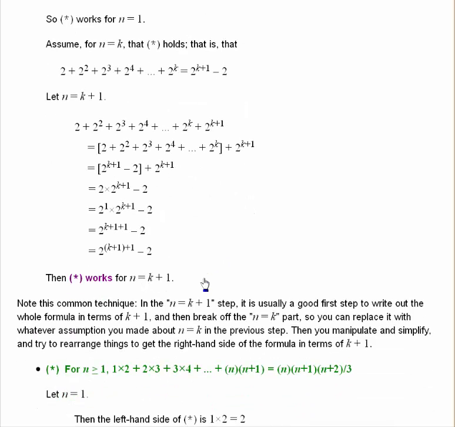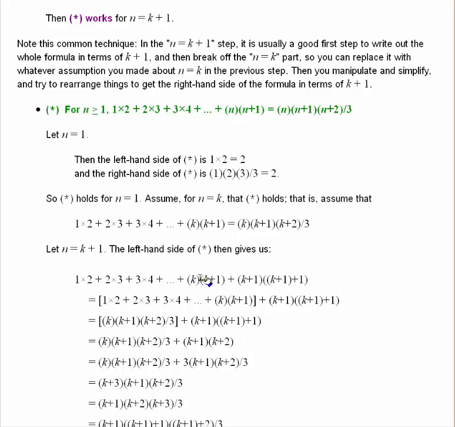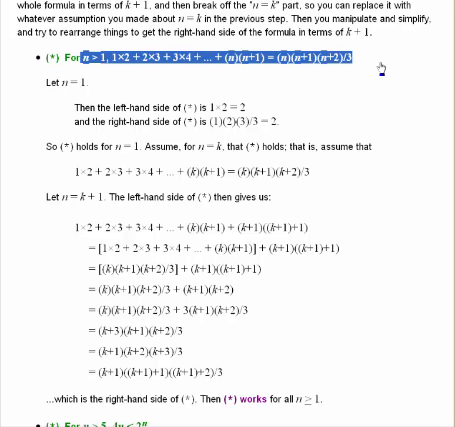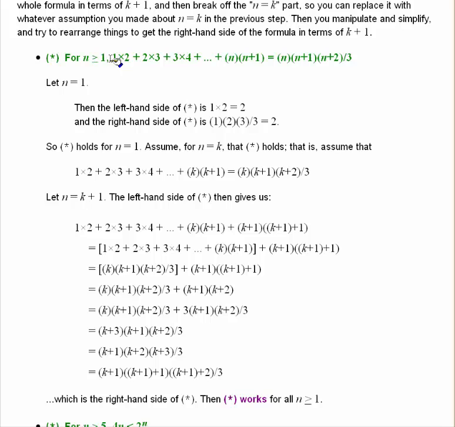Okay? All right, let's do one more here. It's a very similar pattern. For n greater than or equal to 1, we have this formula. I take the sum of 1 times 2 plus 2 times 3 plus and so on, and it is equal to n times n plus 1 times n plus 2 divided by 3.